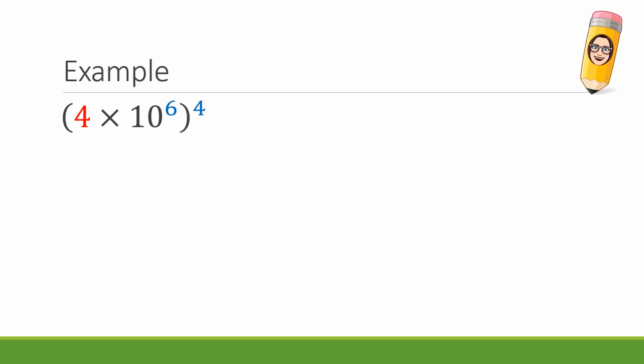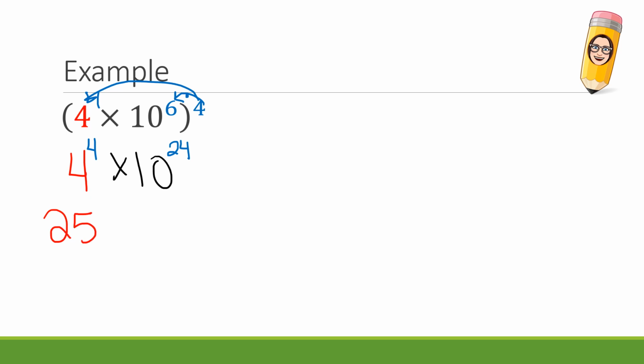So let's go through the steps here. Step 1, we need to distribute this exponent to both pieces. We can do that because it's a multiplication problem. So this becomes 4 to the 4th. We keep our base 10, and when we have a power to a power, we multiply, so 24. All right, we need to calculate that front number, 4 to the 4th. 4 to the 4th is 256. I'm going to keep the times 10 to the 24th.